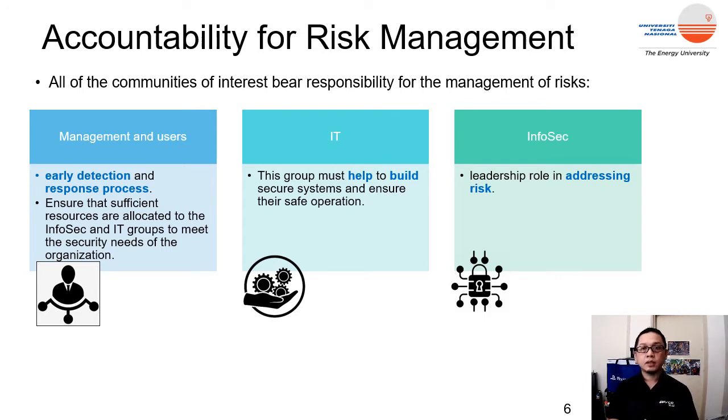Third is the information security group. This is usually the leadership role in addressing the risk. Of course, you need this expertise in doing the proper risk management and risk assessment. And then you need to have this group to convince the management and also help manage the IT people in securing your information asset and managing those risks. So you have the management group, the IT group, and the information security group in this risk management process.